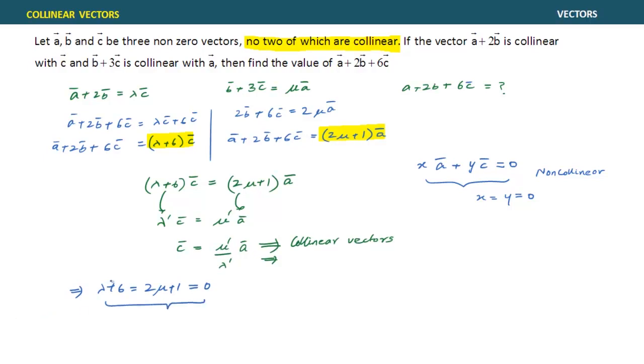Now if we just put the values of lambda plus 6 here, then what is the answer? Yes, absolutely. So the answer then will become 0 here. The answer here will also become 0. So the answer that we were trying to find is 0. This is the particular answer to this problem. Just go through the question once again. It's a beautiful concept to understand how collinear and non-collinear work in the same question.